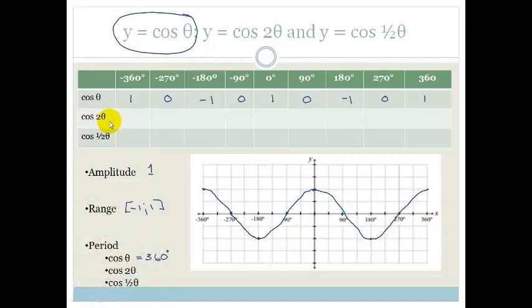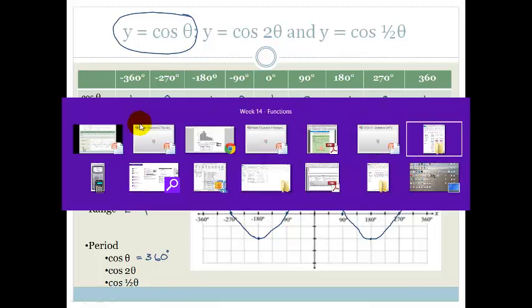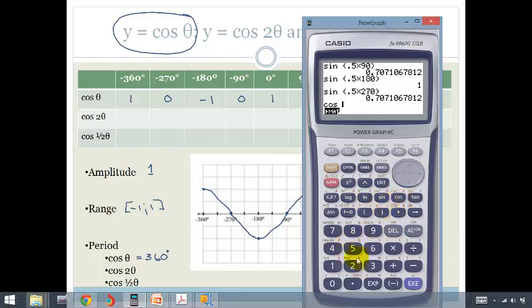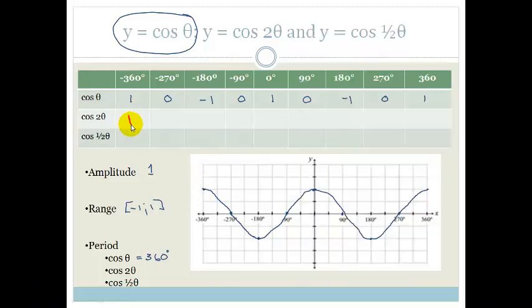So now we've got cos of 2 theta. What we're going to do again is plot this into our basic table and see what we get. We just need to get our calculator out. This time we've got cos of 2 theta. So we've got cos of bracket 2 times negative 360, close our bracket, and we get 1. So this time our value is 1.